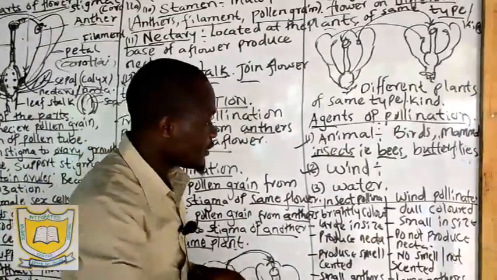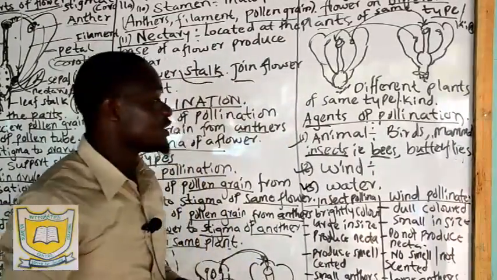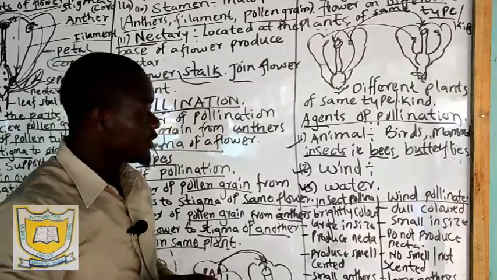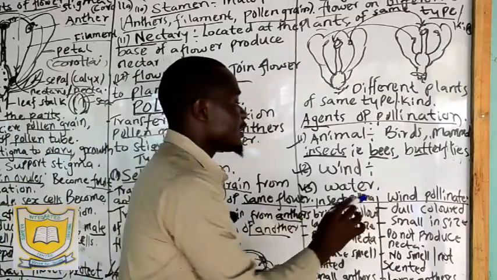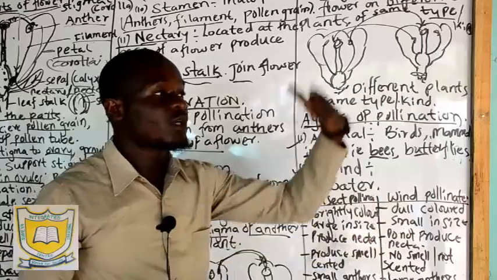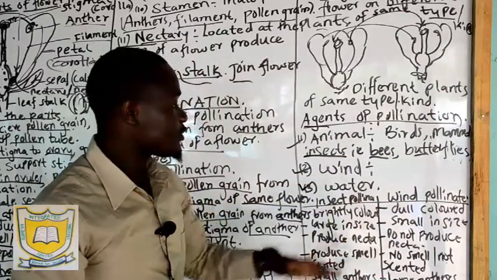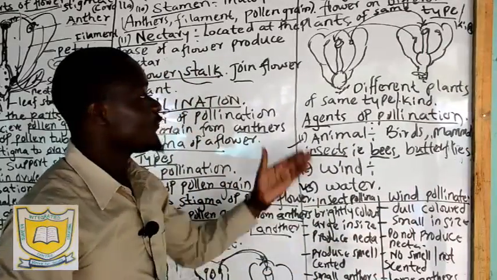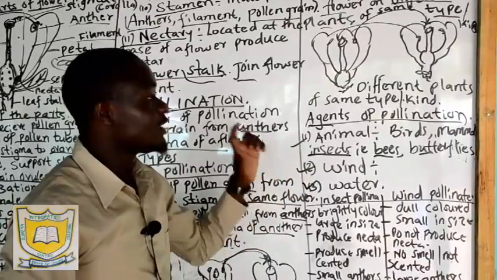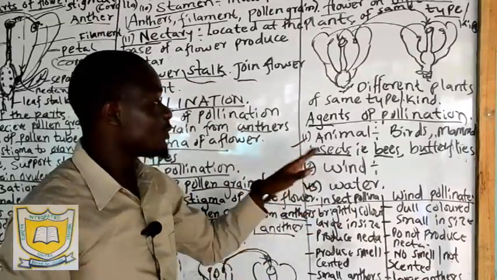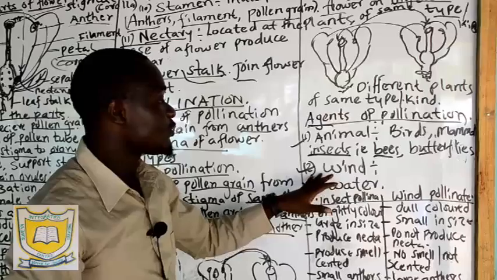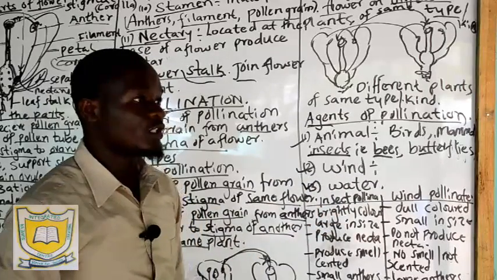Now, it brings us to another agent, which is water pollination. Water also carries pollen grains from one plant to another plant. That is also an agent of pollination. So if an exam asks you to give the agents of pollination, number one, you talk of animals, you talk of wind, and you talk of water.